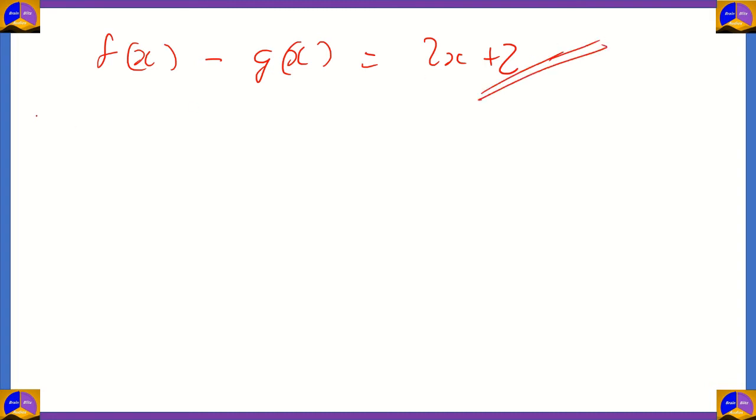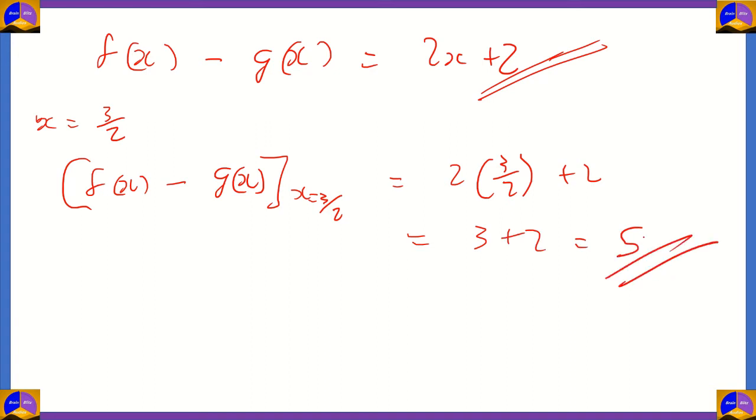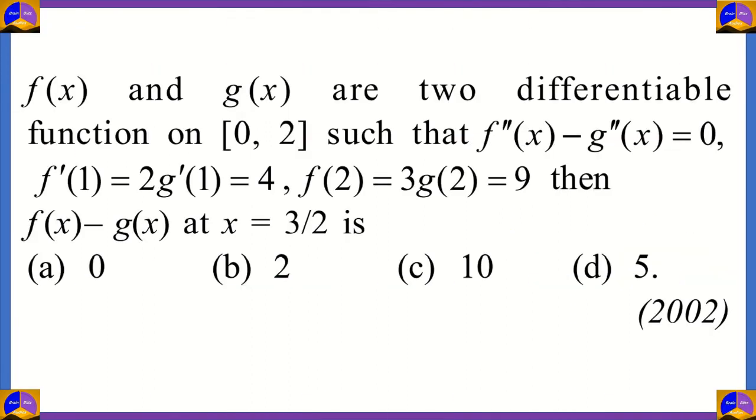Now we'll put in the value of x equals 3 by 2. So f of x minus g of x at x equals 3 by 2 will be 2 times 3 by 2 plus 2. 2 times 3 by 2 is 3. 3 plus 2 equals 5. So the correct answer to this question is option D, 5. And that is the correct option for this question asked in 2002.